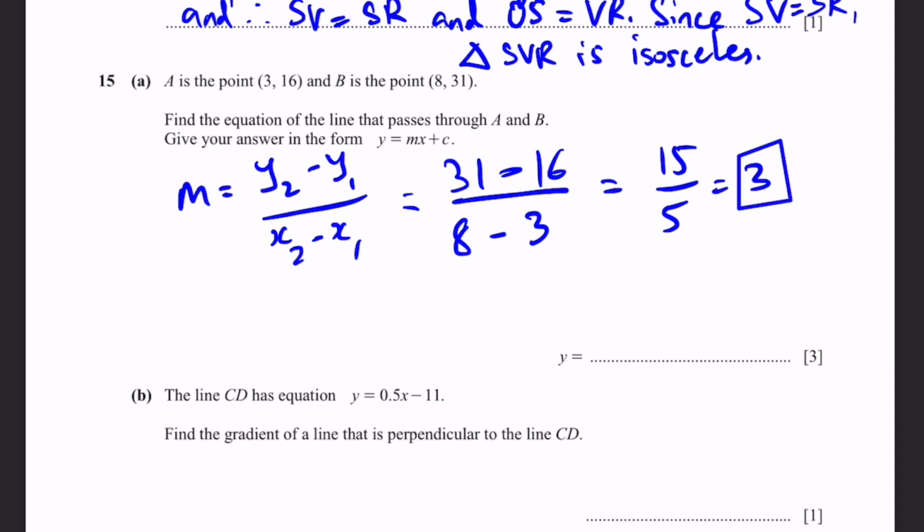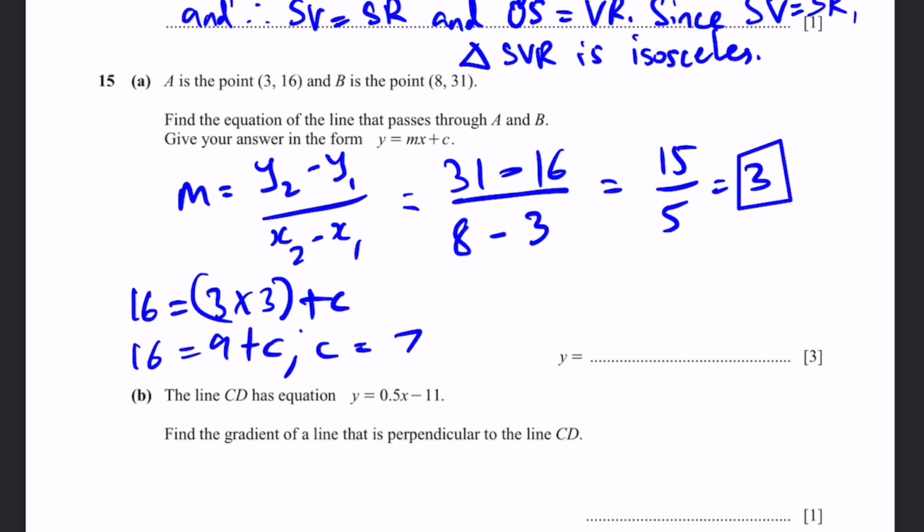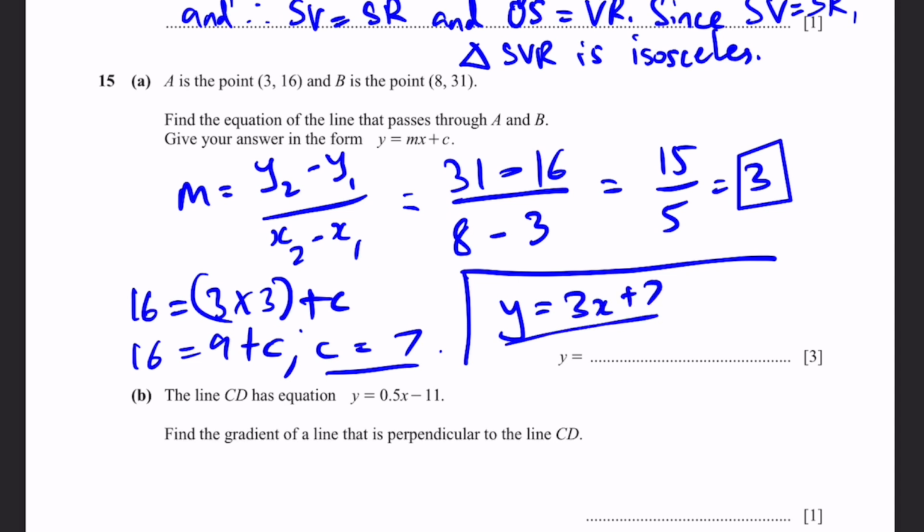Now to find c, we just take any one point, A or B. I'll be taking A, and plug in the values of x and y, and also plug in the value of m. Substitute these values in. So that means 16 is equal to 3 into 3 plus c. 16 equals 9 plus c, and that means c will be equal to 16 minus 9, 7. So we found c, and we found m, so y equals 3x plus 7. That's the answer.